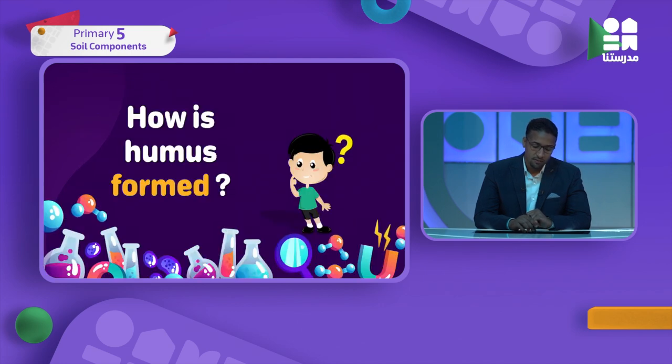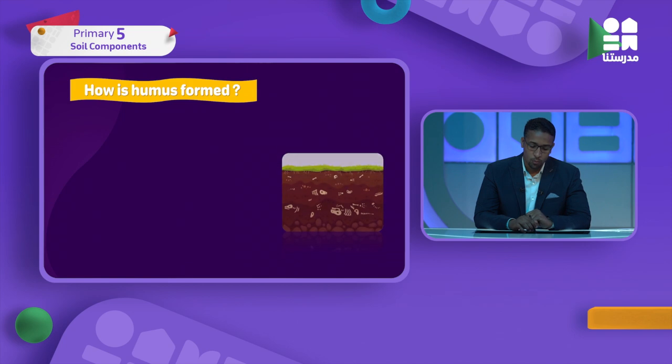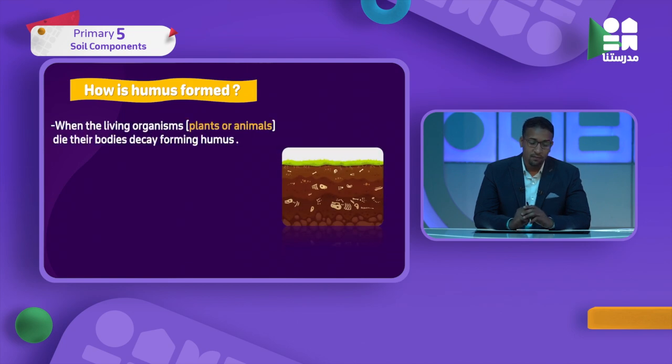How is humus formed? As we said, humus is formed when living organisms, plants or animals, die and their bodies decay, forming humus. Decay by decomposers, of course. Humus adds nutrients to the soil.